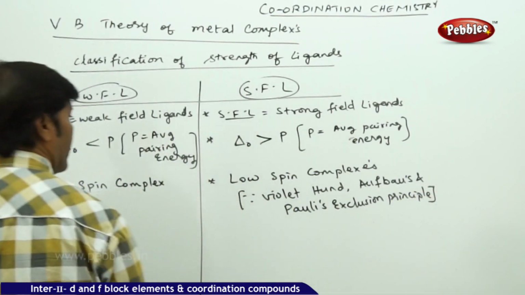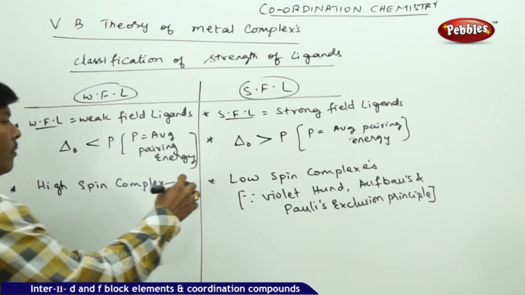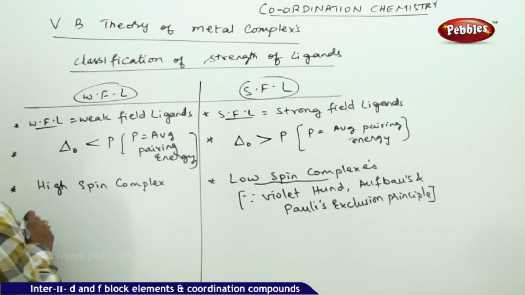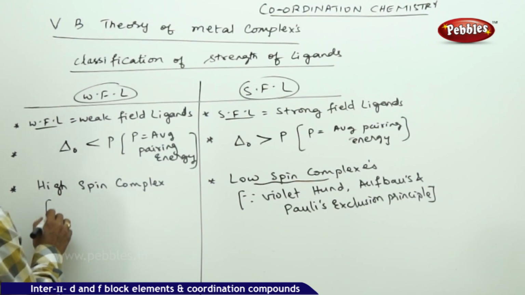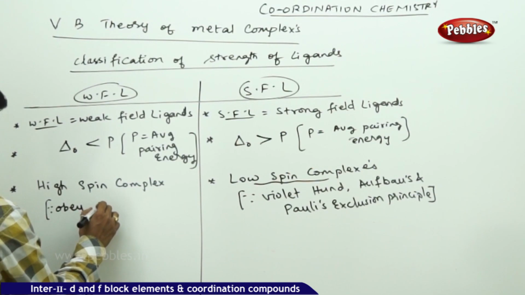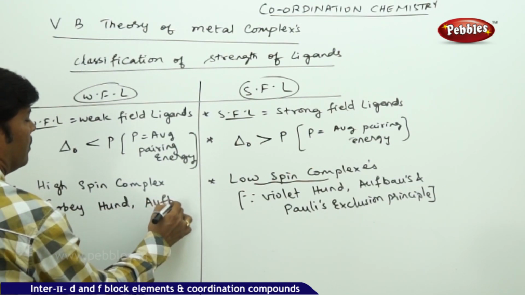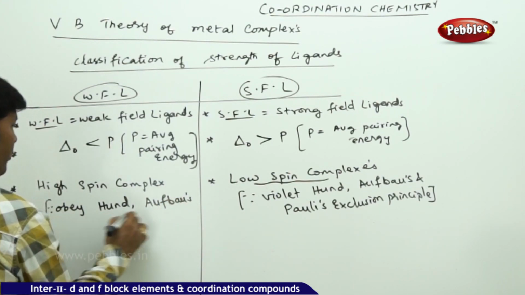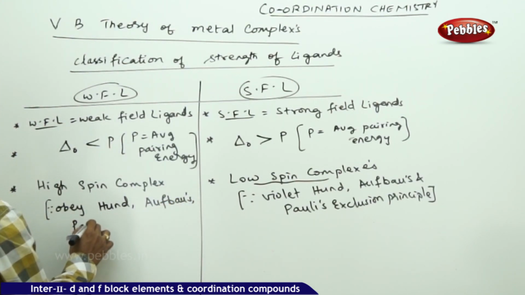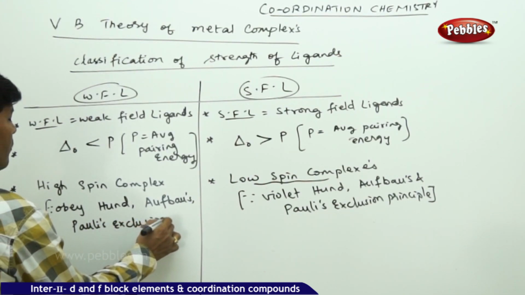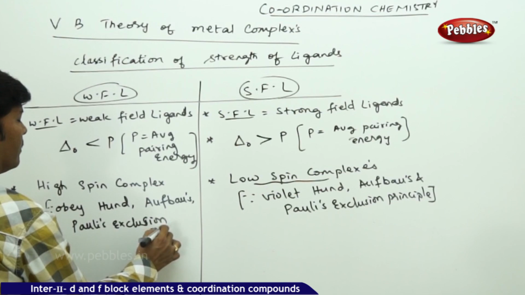Pauli's exclusion principle. That's why we can say that they form low spin complexes, strong field complexes. So here, this is the case of high spin complexes, because they obey Hund's rule, Aufbau's principle and Pauli's exclusion principle.